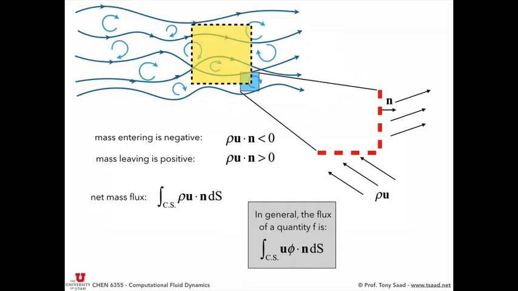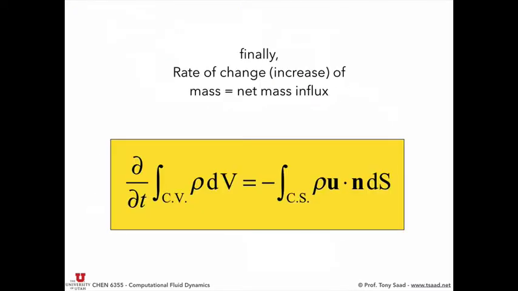Now sometimes it doesn't make sense. Sometimes you have to adjust what phi is. You can just use any quantity, but pretty much that kind of defines the flux of a property phi being transported by u. That's the flux. Okay. And then what do you do? You just equate the two. The rate of change of mass in the control volume is equal to the flux.